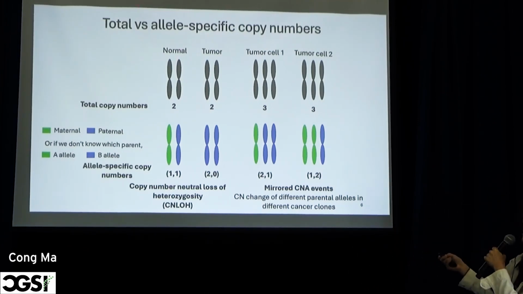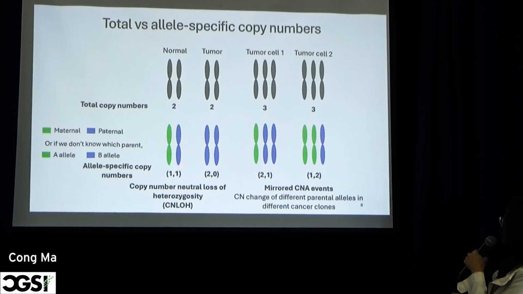So in the toy example, if we only look at total copy number, here is a toy example of a normal cell with two copies in this chromosome, and we may also have a tumor cell with two copies in this chromosome. It doesn't mean that this chromosome doesn't have copy number aberrations in tumor, but instead, if we look at allele-specific copy number, we may see that in the normal, we do see one maternal copy and one paternal copy, but in the tumor, we may see loss of the maternal copy and two copies from the father side. So this is known as copy number neutral loss of heterozygosity.